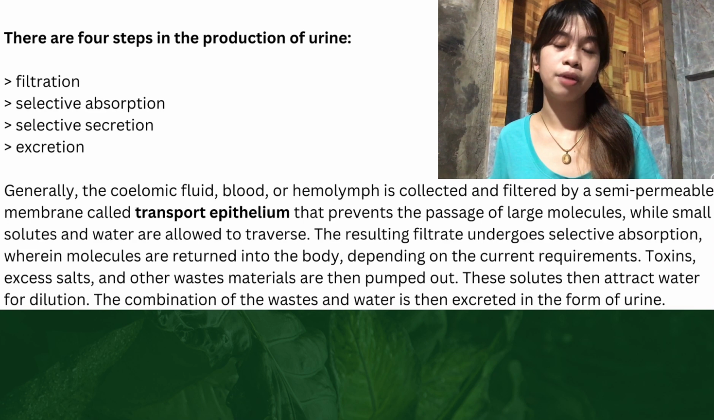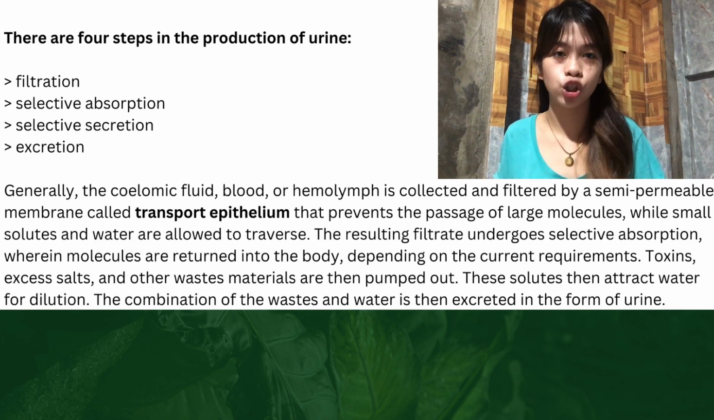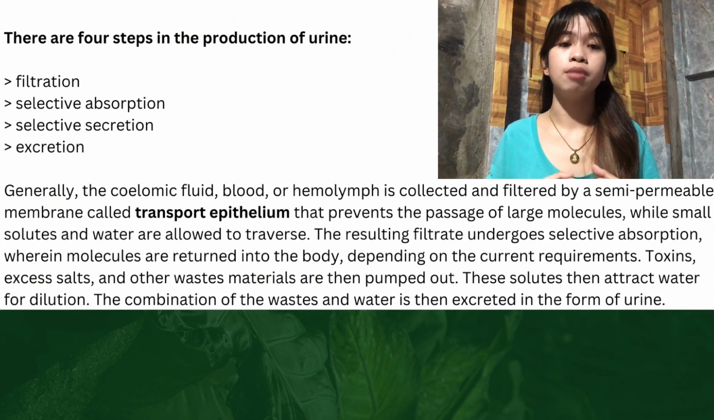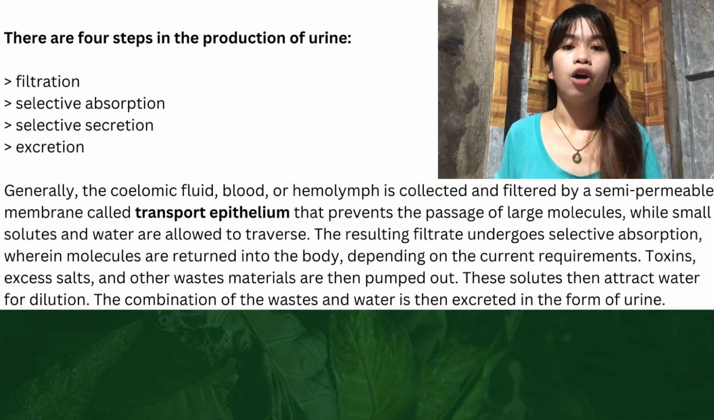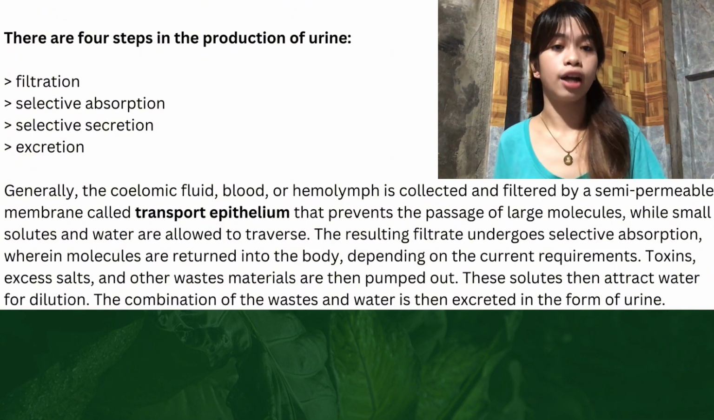And the final step in production of urine is excretion. It involves the movement of urine from the kidneys through the ureters into the urinary bladder and finally out of the body through the urethra.